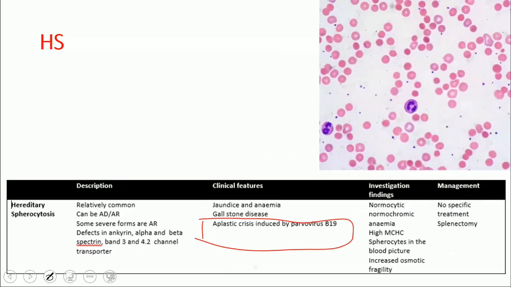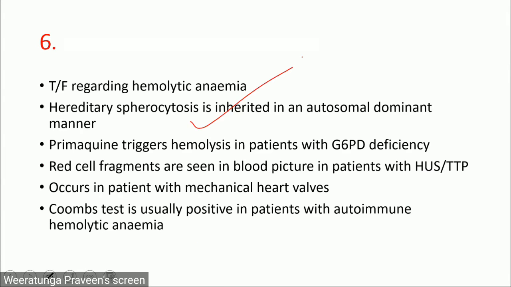I think hereditary spherocytosis, parvovirus B19 infection, right? And you see these spherocytes, you can see in the blood film there, and there's increased osmotic fragility of these spherocytes. There are some newer investigation techniques now that people use to diagnose this also. Right. So hereditary spherocytosis.